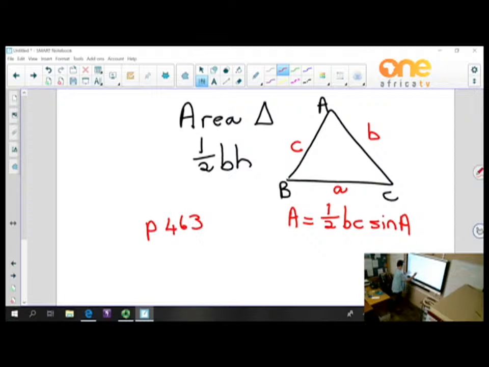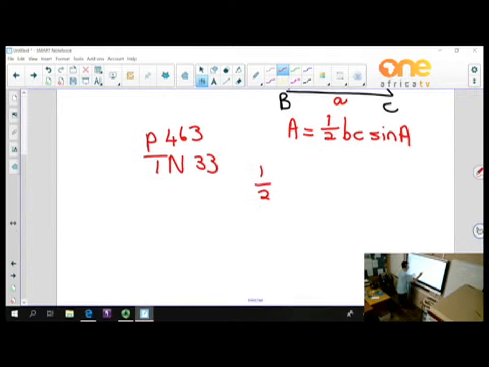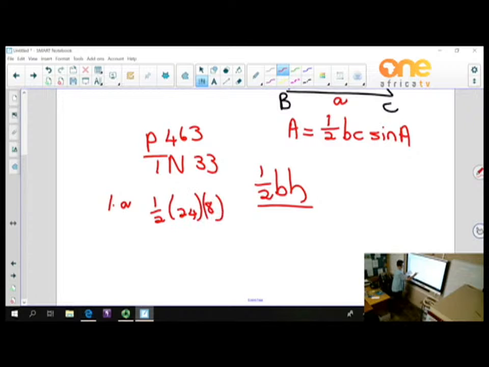and we're looking at Try Now 23. We work with half base times height. Just remember that your base and your height must be perpendicular. So if we take the first one there, number 1A, it will then be a half of 24 times 8. And my answer there is 96 square centimeters.